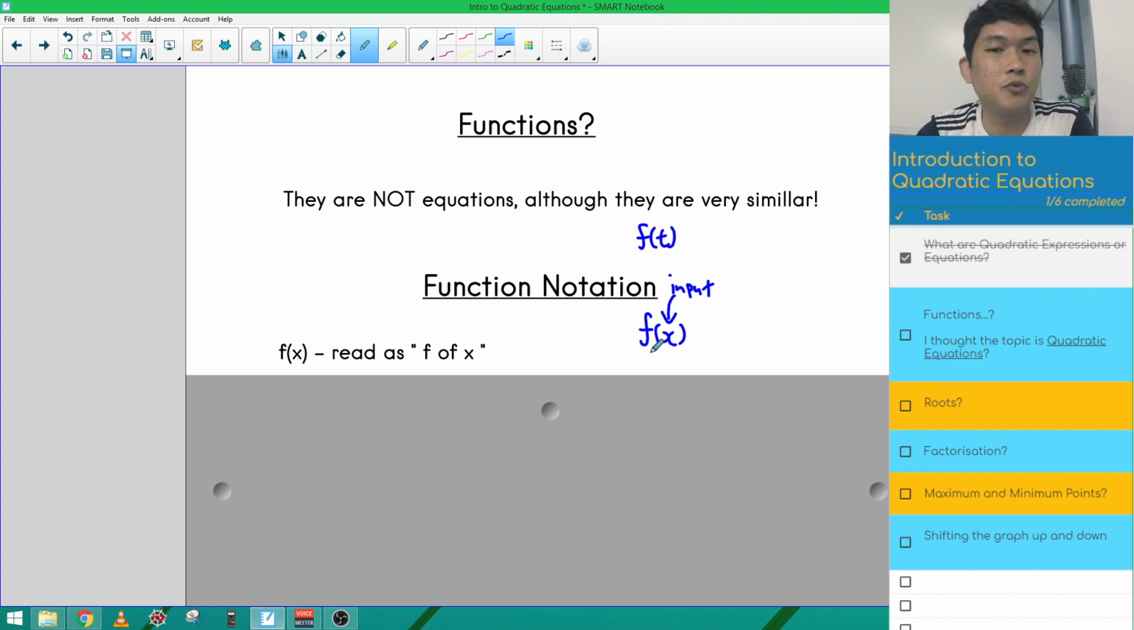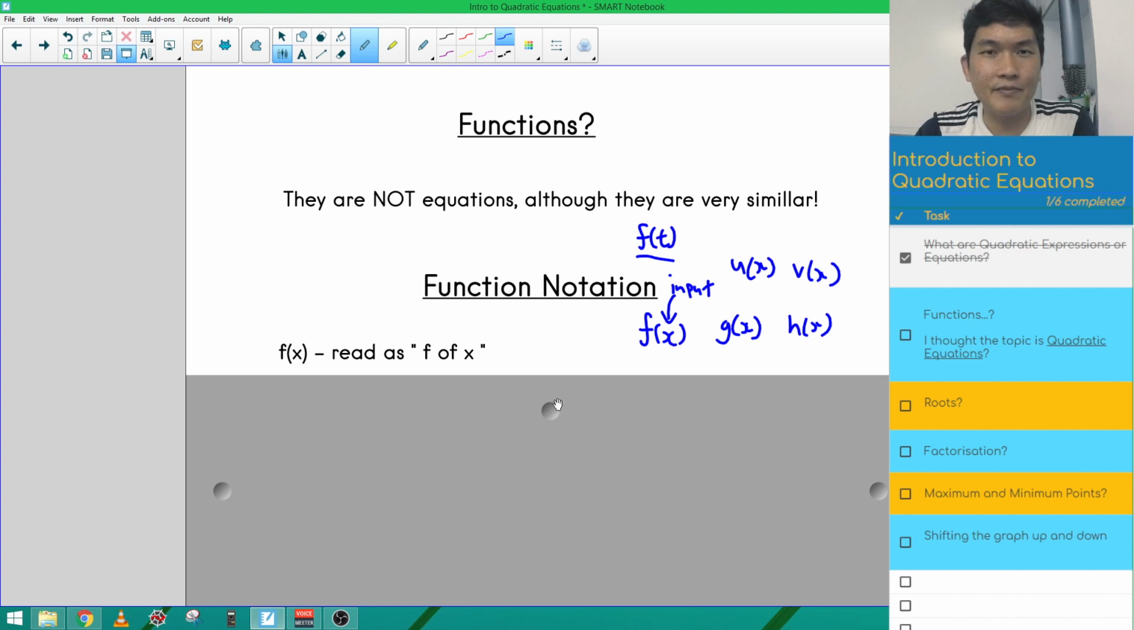A lot of times students will read this as f bracket x, but the correct way to read this is actually f of x. And then, of course, this will be f of t. You don't really have to use f all the time. Other good letters for functions would be g of x, h of x, u of x, and v of x.